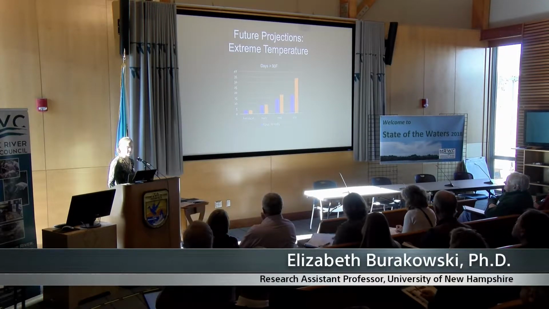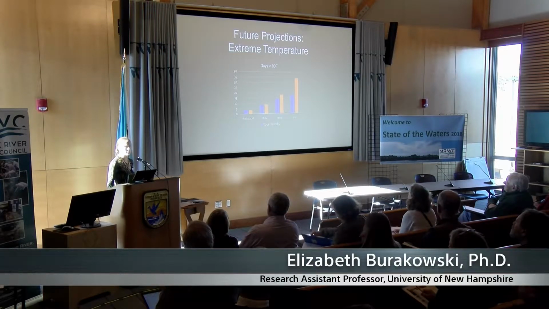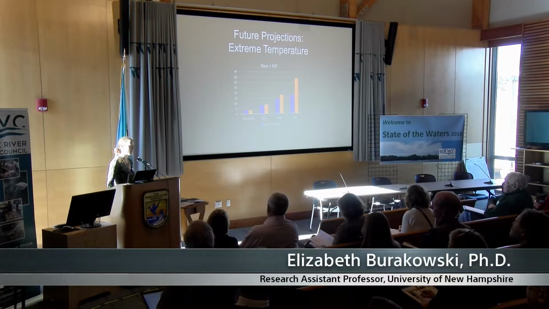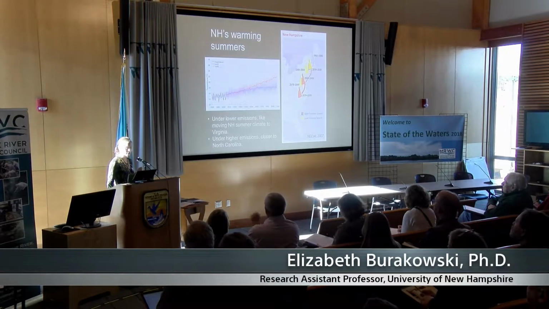Now 90 degrees doesn't seem like that much, but this has a huge impact on, say, our electrical grid, right? Not as many people in the Northeast have air conditioning systems as, say, in Florida. What does that mean for the strain on our electrical grid? I'll talk a little bit more about precipitation in a bit and what this means for that.